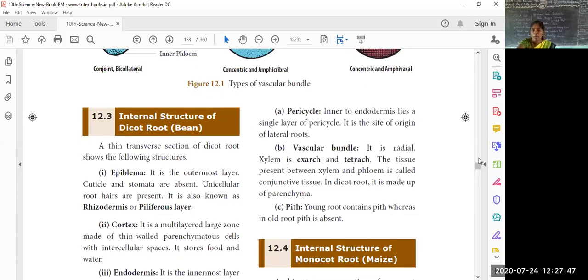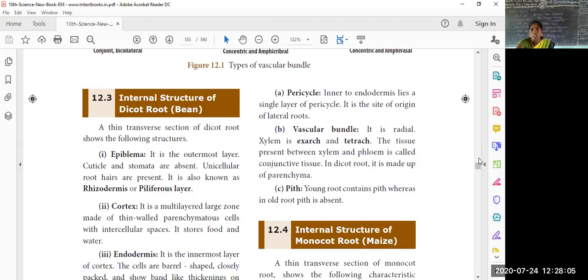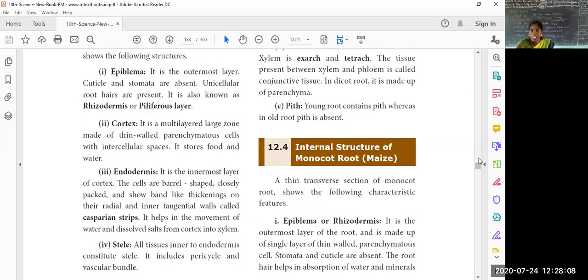The tissue present between the xylem and phloem is called conjunctive tissue. There is a group of cells present between the xylem and the phloem, which is called conjunctive tissue. Conjunctive means connective tissue. In dicot root, it is made up of parenchyma. Pith: young root contains pith, whereas in old root, pith is absent. Pith is the space present inner to the vascular bundles. So only young root contains pith; older roots don't have any pith.